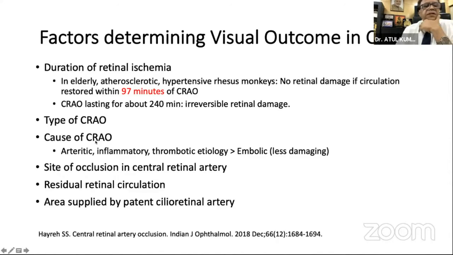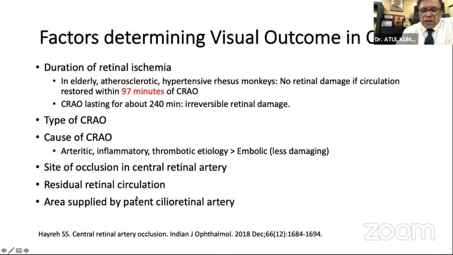We need to do paracentesis, do some digital massage, and make the patient blow air into a brown bag so that he gets a carbogen-like mixture, which dilates his vessels. AC paracentesis really helps sometimes if it's an embolic CRAO. The site of occlusion also makes a difference. The more distal it is, the better it is. It may dislodge.